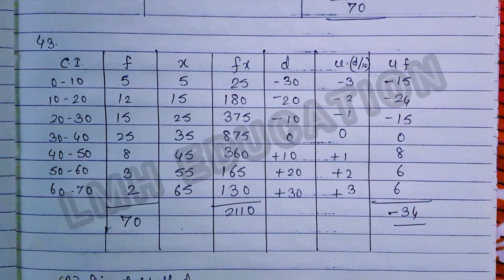So for the direct method, you have to just find out the x and you have to multiply the frequency with the x. Then total fx is 2110 and total frequency is 70.